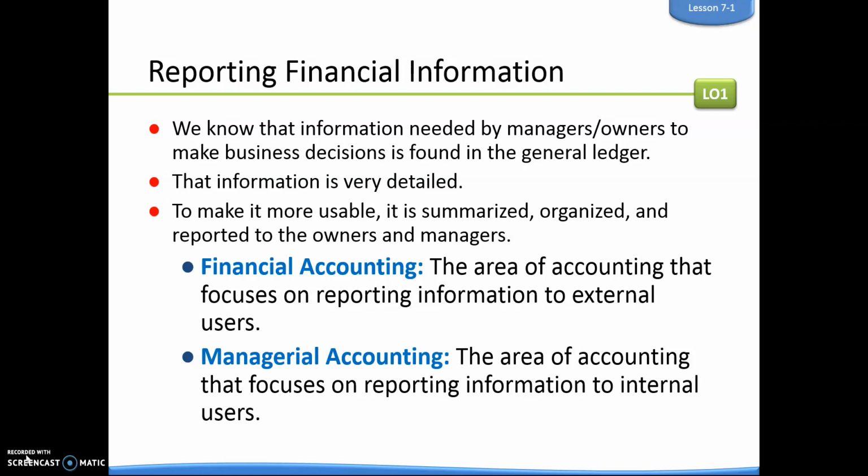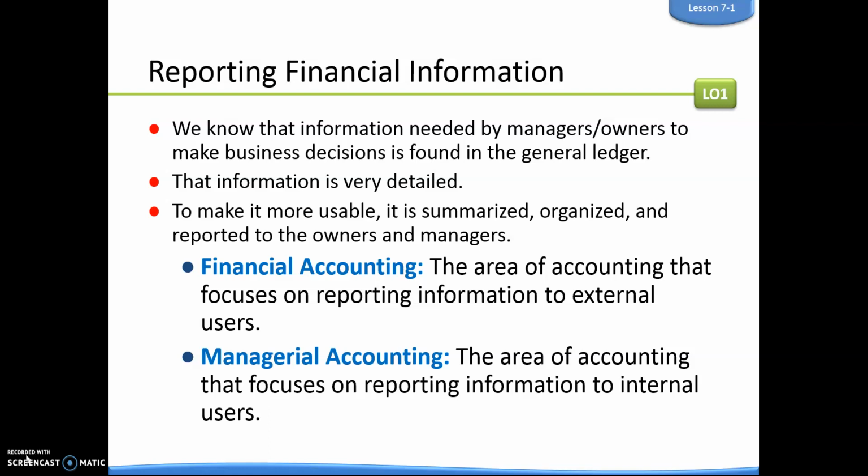So to make it more usable, one of the most important bits of accounting is that we need to summarize, organize, and report it so that the owners and managers can use it. There's two types of accounting. Financial accounting is the area of accounting that focuses on reporting information to external users. This is what we are currently doing. In Accounting 1, we focus on financial accounting.